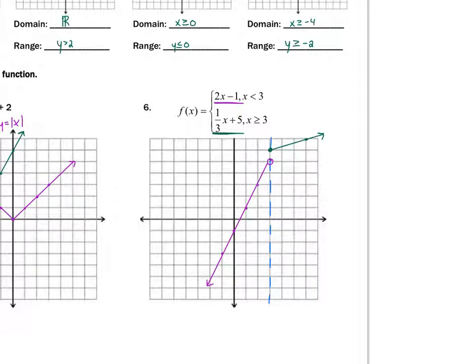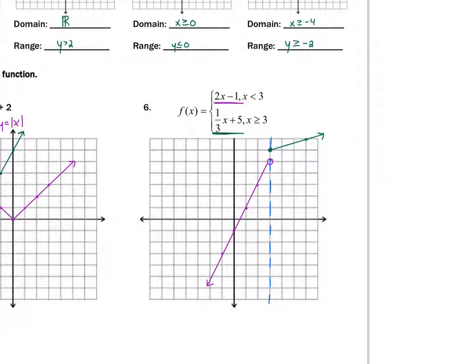Our second piece of the function is when x is greater than or equal to 3. I'm greater than 3 when I'm to the right of this break line, in this region over here. So again, we want to graph this line. This has a y-intercept of 5 and a slope of 1/3. So we go up to 5, and then from there, we count our slope of 1/3.